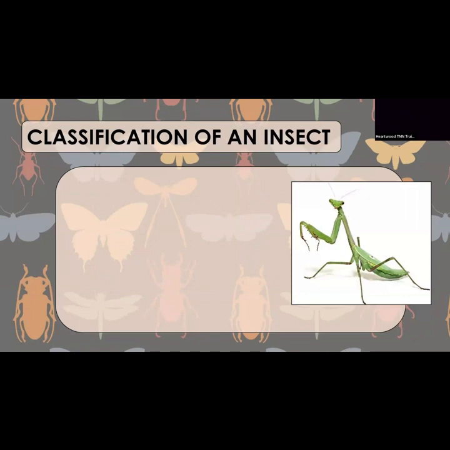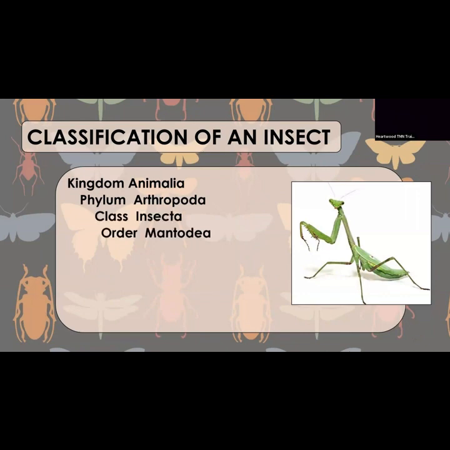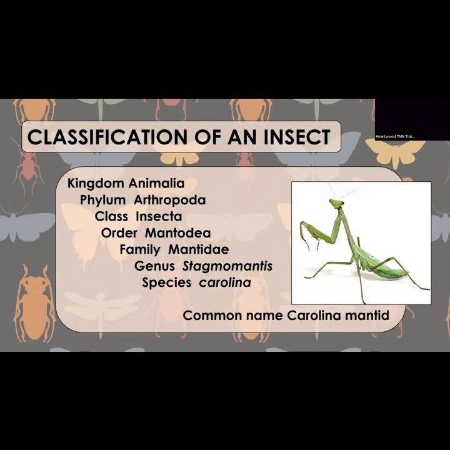But I've been talking for a while. Where the heck are we? Well, we know we're in the kingdom Animalia. We're in the phylum Arthropoda, class Insecta. Now we're starting to get into the orders. So here, order Mantodea, family Mantidae, genus, species, and the common name.